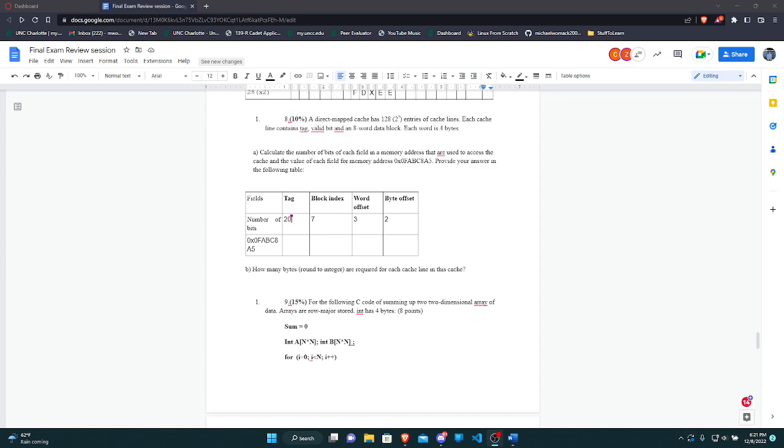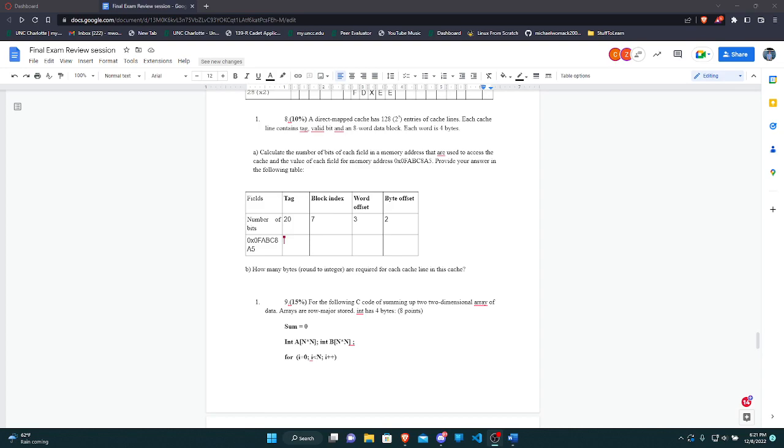Oh wait, how did you calculate the block index once again? Is it that exponent up there, 2 to the power of 7? Yeah. The block index is this. Okay.